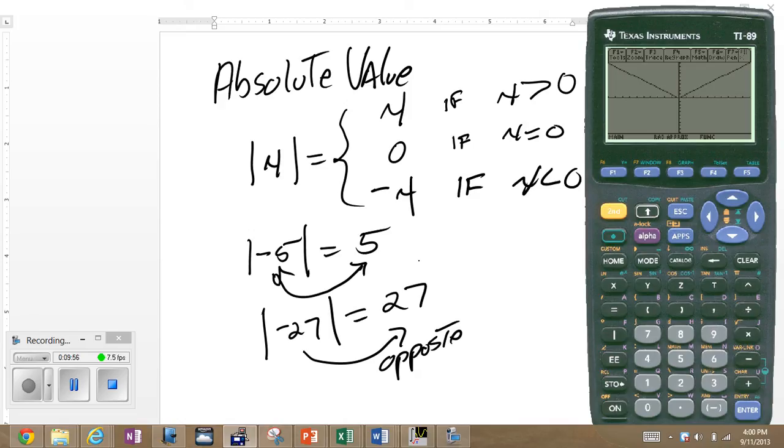graphical defense of the definition of the absolute value of x. The absolute value of x is defined as x whenever the value inside is greater than 0, as 0 whenever the value inside is 0, and as the opposite of x whenever the x value inside the absolute value is less than 0. That's the definition of absolute value.